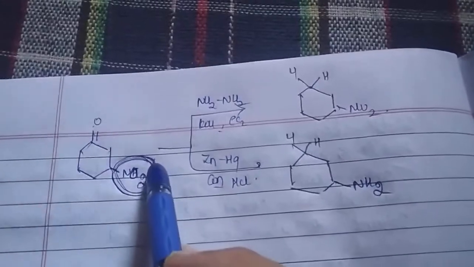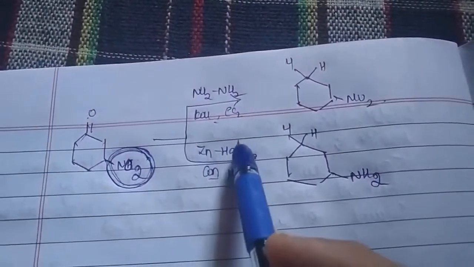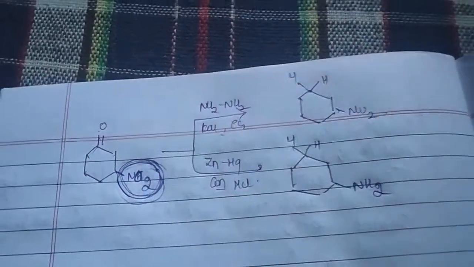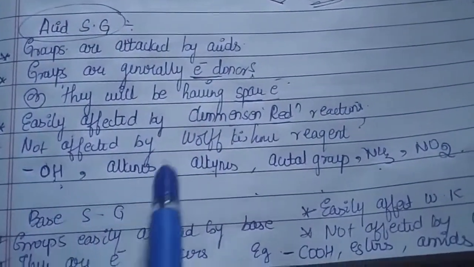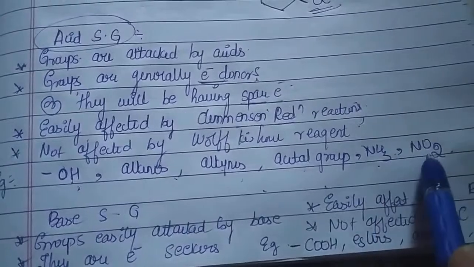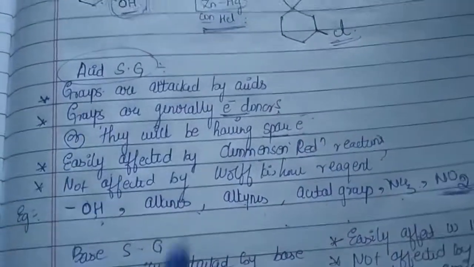Is that clear? So when it is changing, how do we come to know that it is getting reduced? Because it is an acid sensitive group. You can just note over here the examples I have given: OH, alkenes, alkynes, acetal, NH3, NO2. So it is an acid sensitive group. Very much important part. You have to remember these.